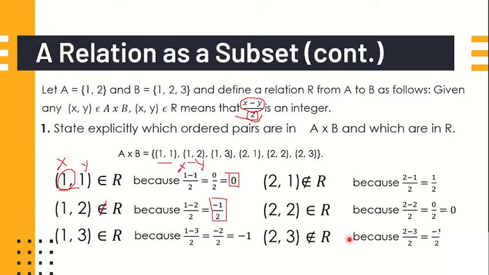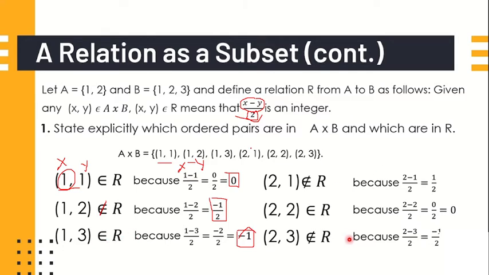Next, 1 and 3. Okay, so just substitute. 1 minus 3 over 2. 1 minus 3, negative 2 over 2. So, negative 2 divided by 2, negative 1. Is negative 1 an integer or not? Integer, yes, sir. Very good.